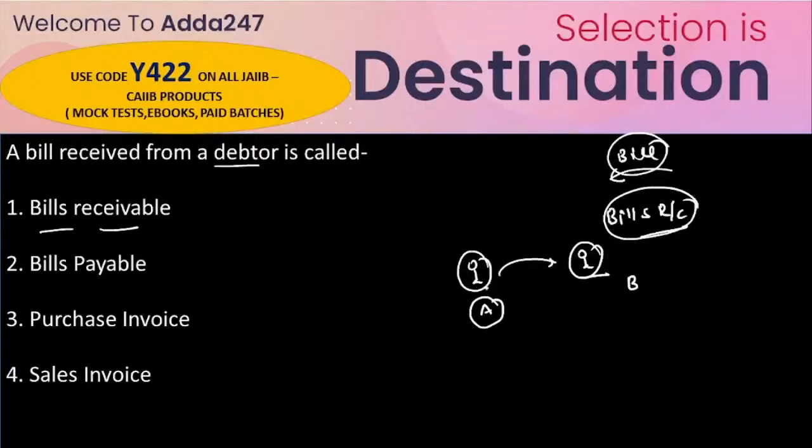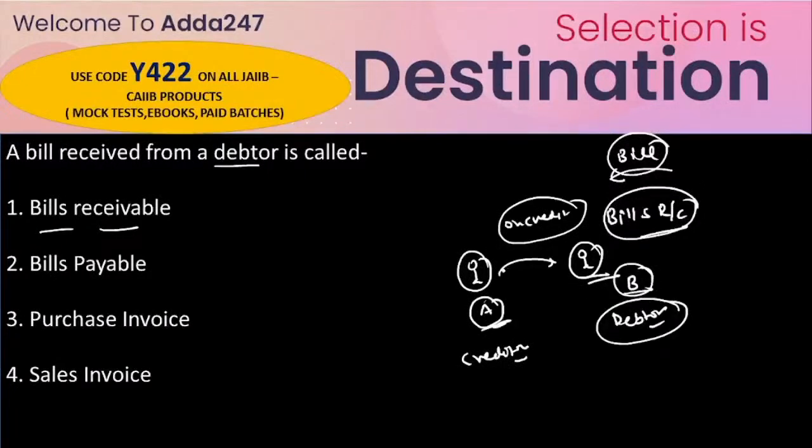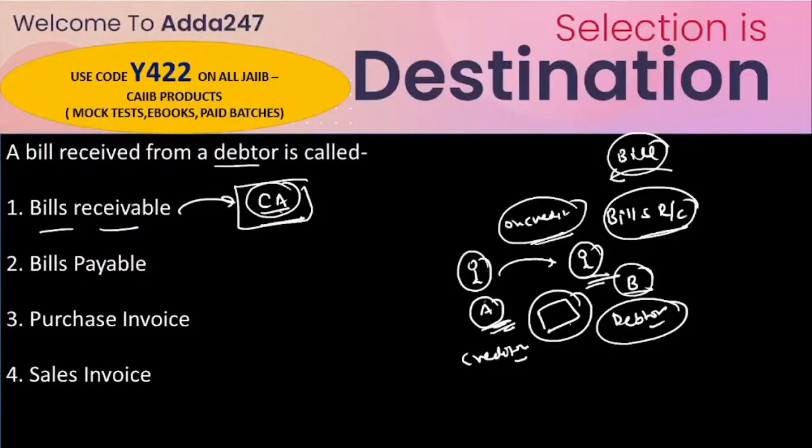So person A provides goods or services on credit to B. So this person A would be known as a creditor, and this person B would be known as a debtor. Okay, because person B received the goods on credit, or purchased the goods on credit from A. So whatever bill is received from a debtor is known as a bill receivable, and that bill receivable is also called a current asset. Whenever you want, you can convert it to cash. So bill receivable is also part of current assets as well as quick assets.